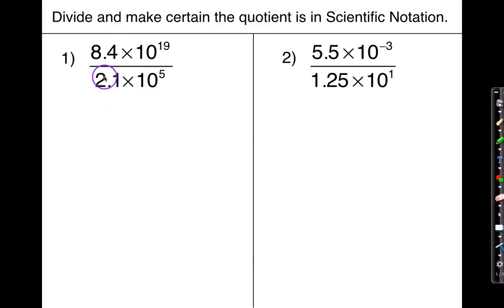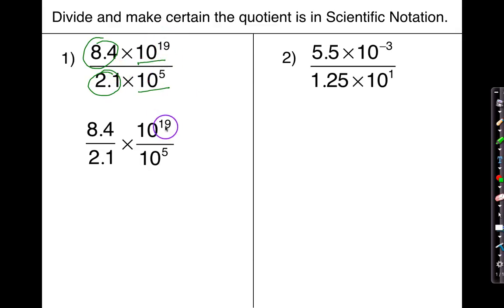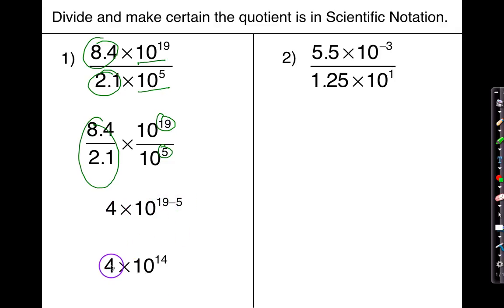Okay, so for number 1, hopefully you gathered the coefficients together. 8.4 divided by 2.1, and then we're going to multiply, since that's the form scientific notation is, by the base 10, so times 10 to the 19th over 10 to the 5th. We're going to go ahead and divide the coefficients, leaving us with 4, and then here, since it is a fraction, we're going to subtract the exponent, so 19 minus 5 gives us 4 times 10 to the 14th.